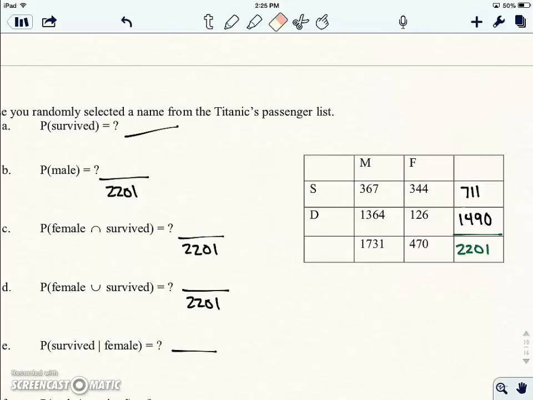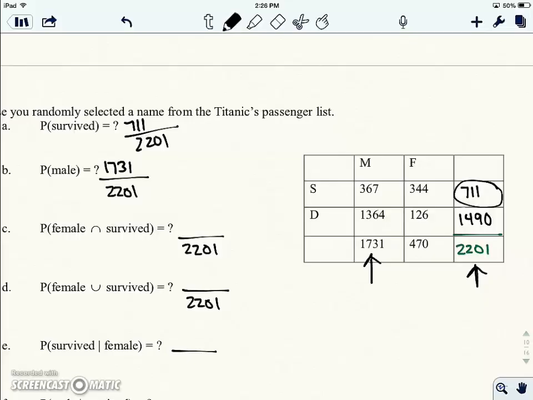We know that there are a total of 2,201 passengers, if you add everything up, and it wants to know how many people survived. Well, of those 2,201, 711 survived. So 711 out of 2201. We could also ask the probability of being male. Well, that would be 1731 over 2201.